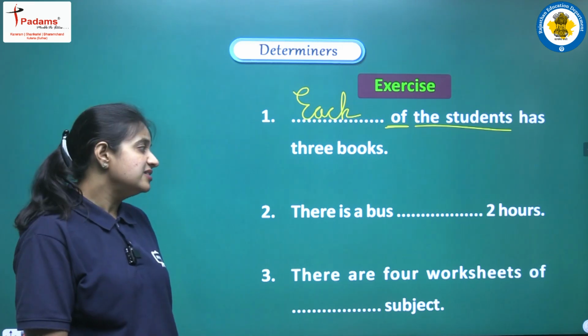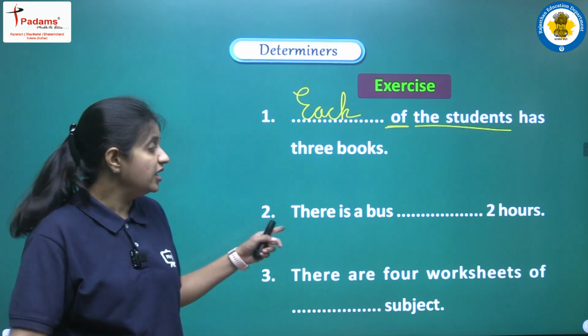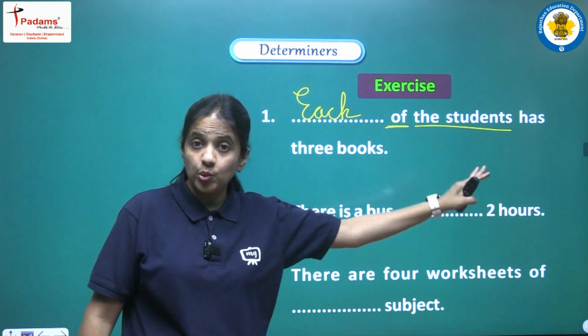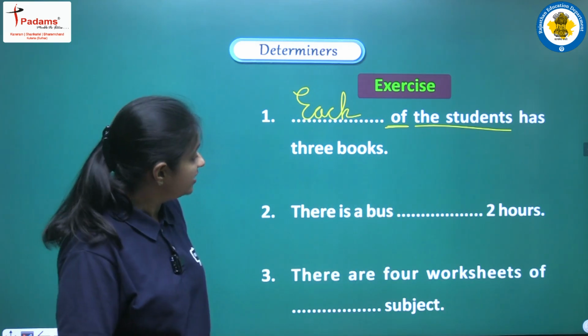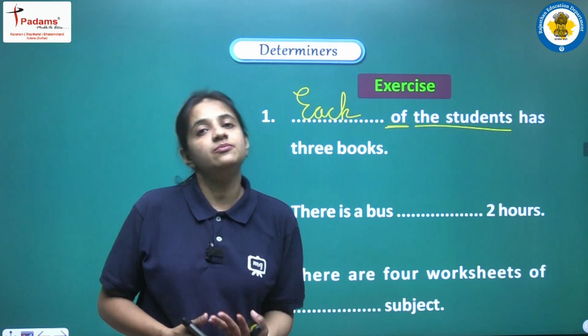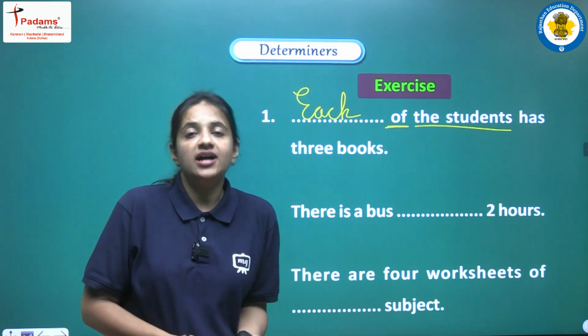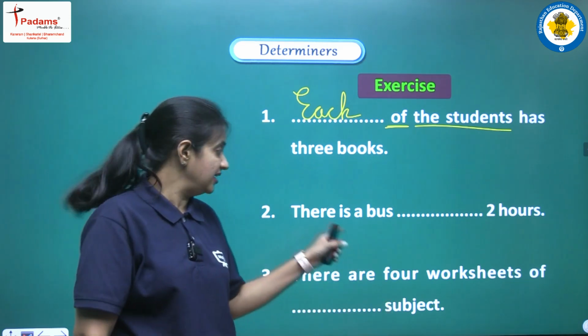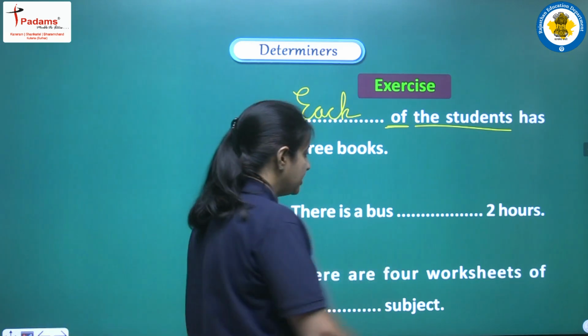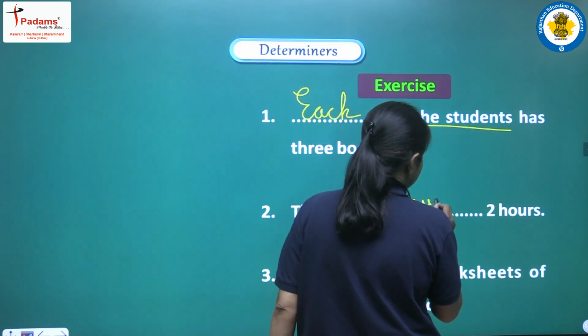Next, "there is a bus 2 hours." Here we are talking about a frequency, right? We are saying that there is a bus every 2 hours. It means, after every 2 hours there is a bus. So in this sense, we have to use every here.